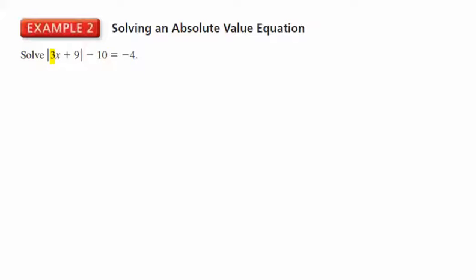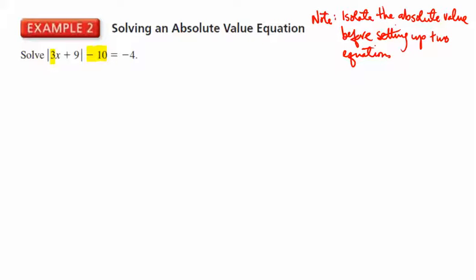In the previous examples, we just had x minus 1 or x minus 4. The second thing is that at the end of the equation, outside of the absolute value bars, we're also subtracting 10. So these two things are going to complicate it a little bit. I want to first point out a note here: we're going to isolate the absolute value before we set up the two equations. That's very important here.